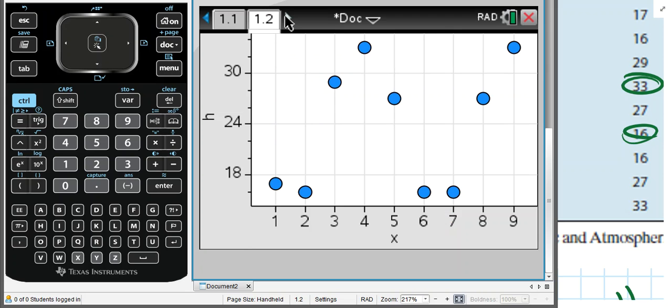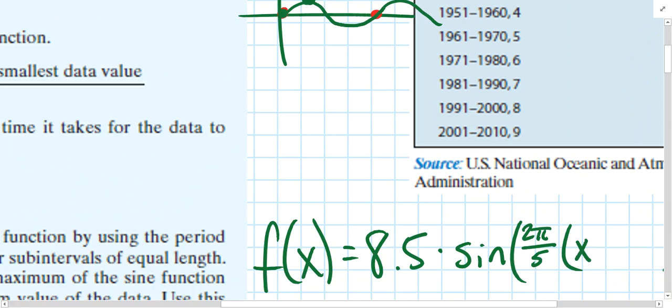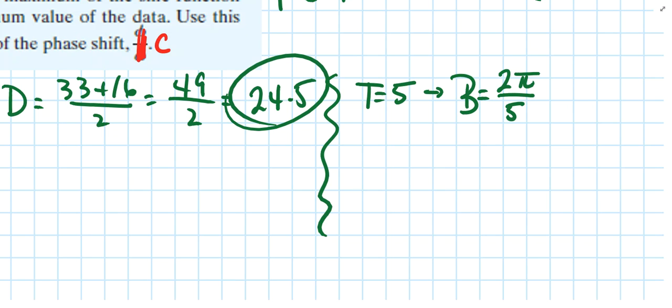If we look at our graph here, the first peak appears to be right here at an x value of 4. So the peak should have occurred when x was equal to 1, but now the first peak has occurred when x is equal to 4. If you ask me, that appears to be a horizontal shift of 3 to the right. So I'm going to say that the c value is equal to 3.